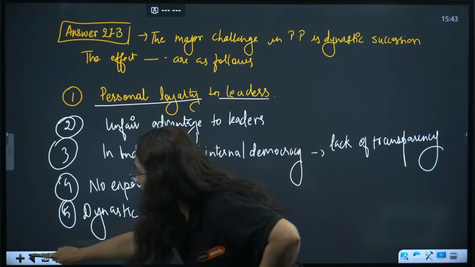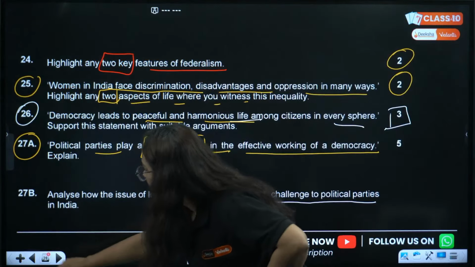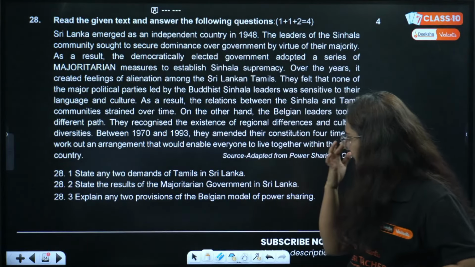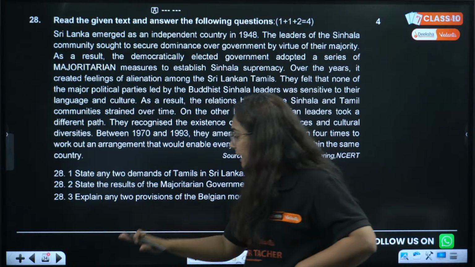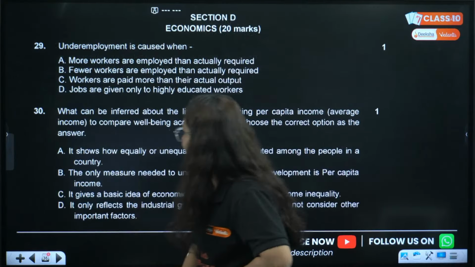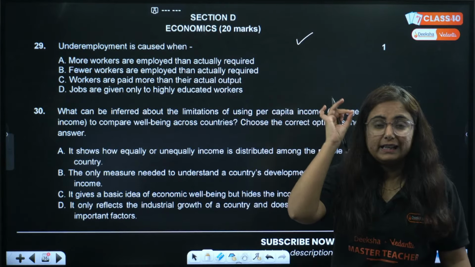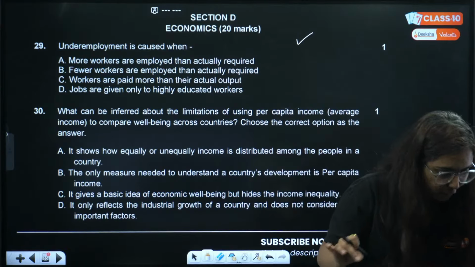Very good, students. So, here we did how many questions? 24, 25, 26, 27, 28, 27B that were in option. That's good. And now, here is a case-based question. You guys can do it easily. This is from the sample paper. Now, let us move to section D, the last section, the only remaining 25% of your paper.